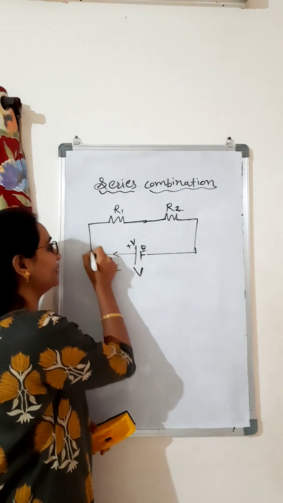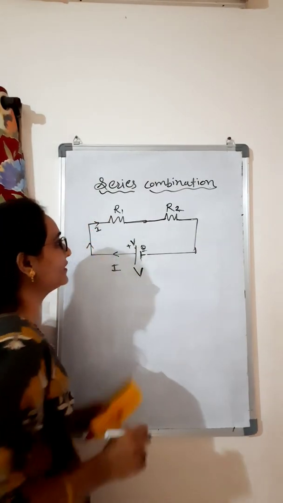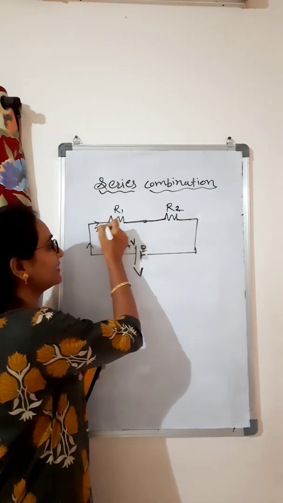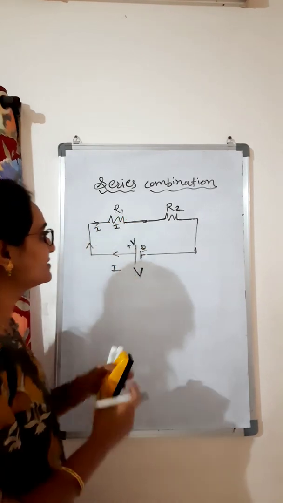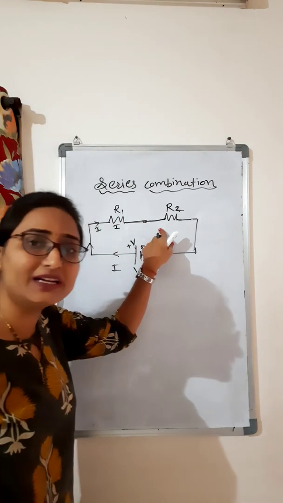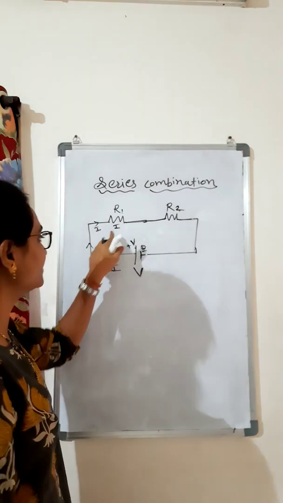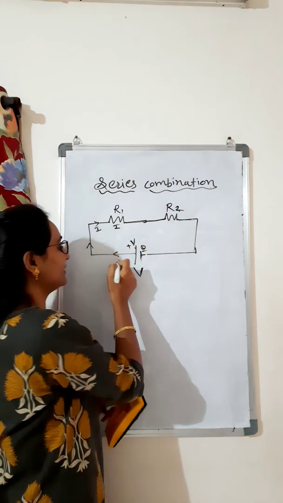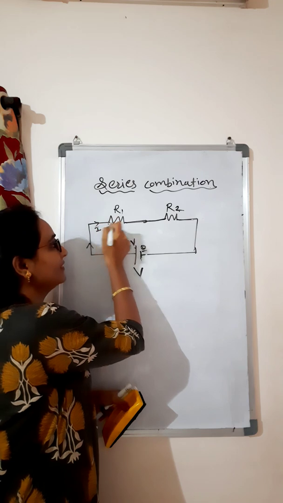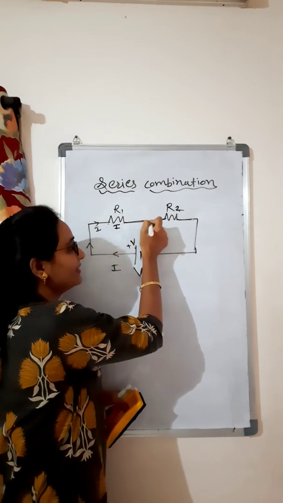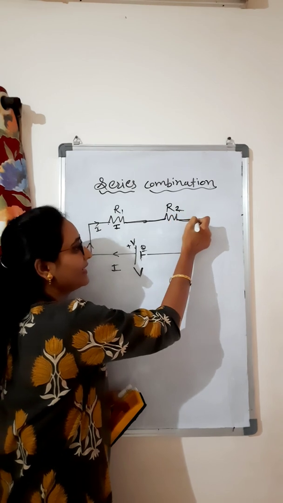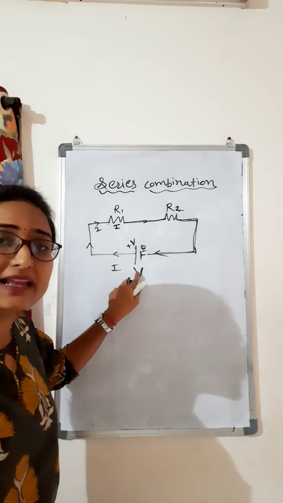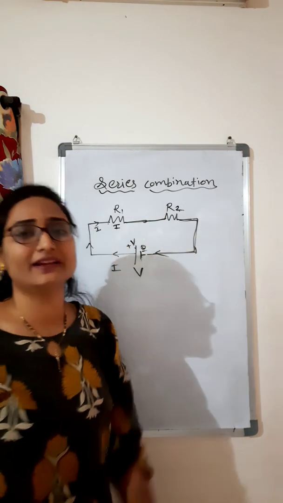Suppose current I is flowing through it. Here also the current I is flowing. Now there is only one way for the current to go. That means from this resistance, current I will go. Then from this resistance, again current I will come out. Again I will go through the next one and again come out. Means from the cell, whatever current flows, that much current again comes back.